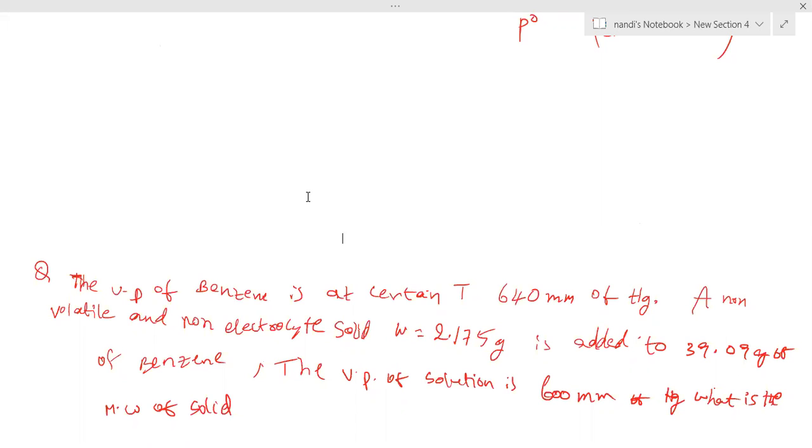Then the vapor pressure of the solution is 600 mm of Hg. What is the molecular weight of the solid? Please note down and solve this question. First write the terminology, what they give in each one, then write the suitable formula, then substitute.